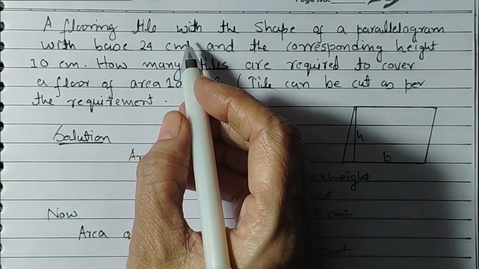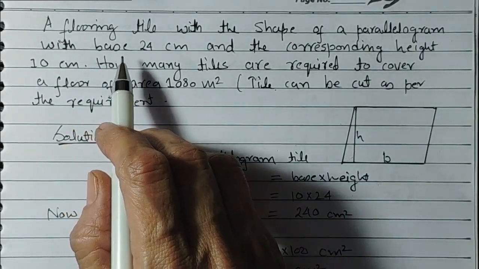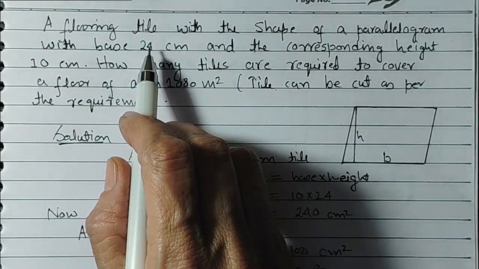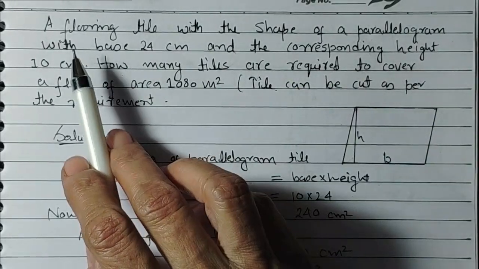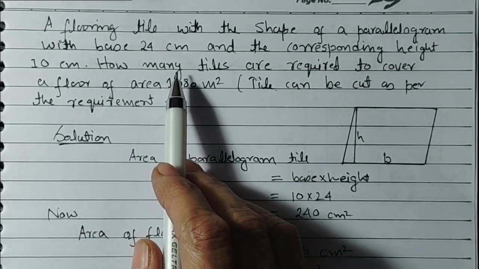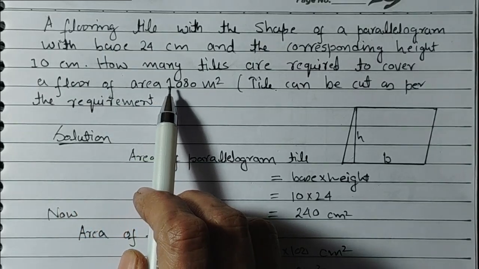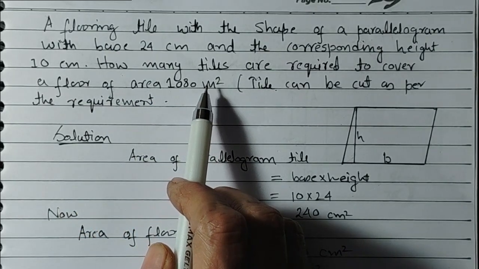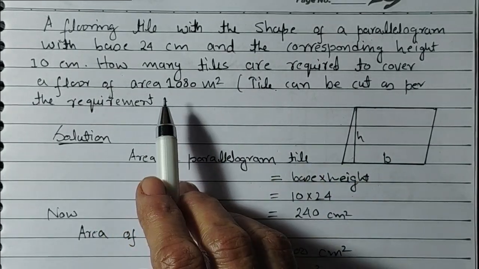A flooring tile with the shape of a parallelogram has a base of 24 centimeter and the corresponding height is 10 centimeter. How many tiles are required to cover a floor of area 1080 meter square? Tile can be cut as per the requirement.